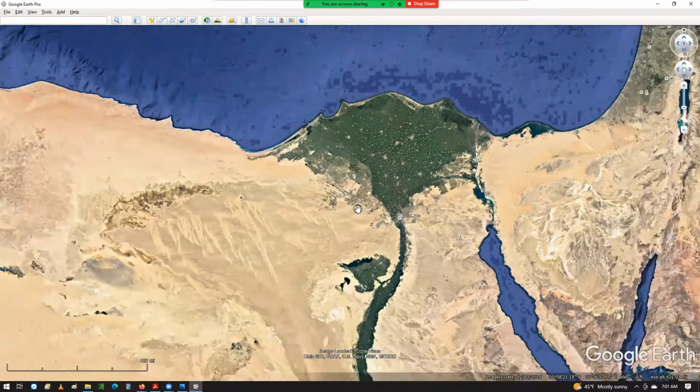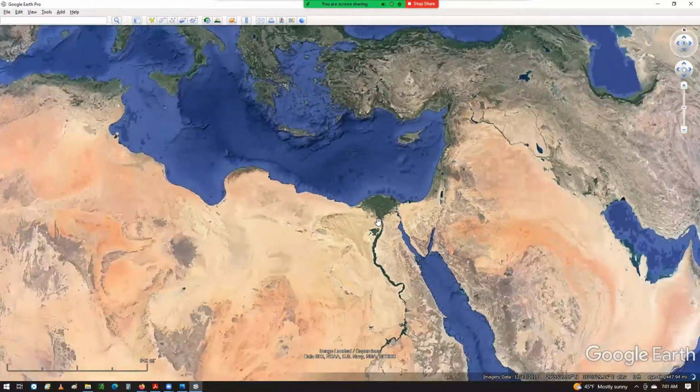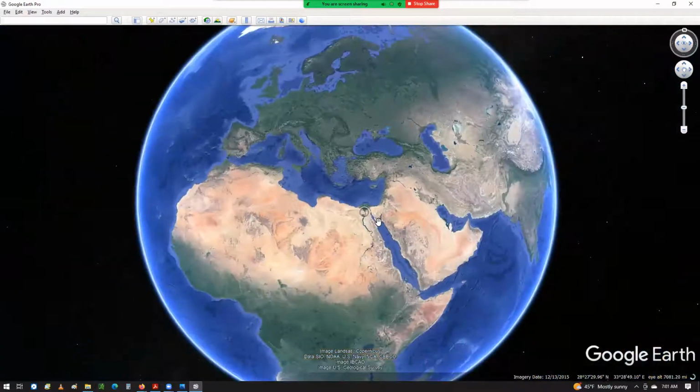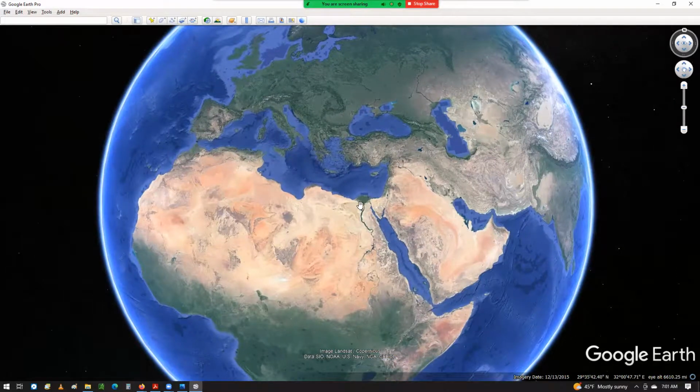What you're looking at is, of course, the delta of the Nile. This is Egypt, of course, and the pyramids are down here. I'm going to zoom in just a moment. But just so you get an idea, so this is the world map. This is Africa. This is Europe. Here's the Arabian Peninsula. And here is the delta of the Nile.